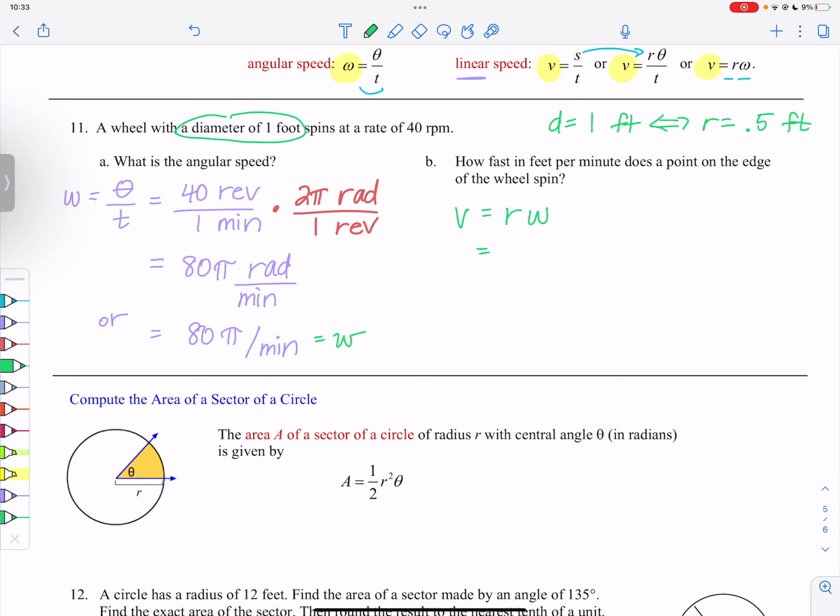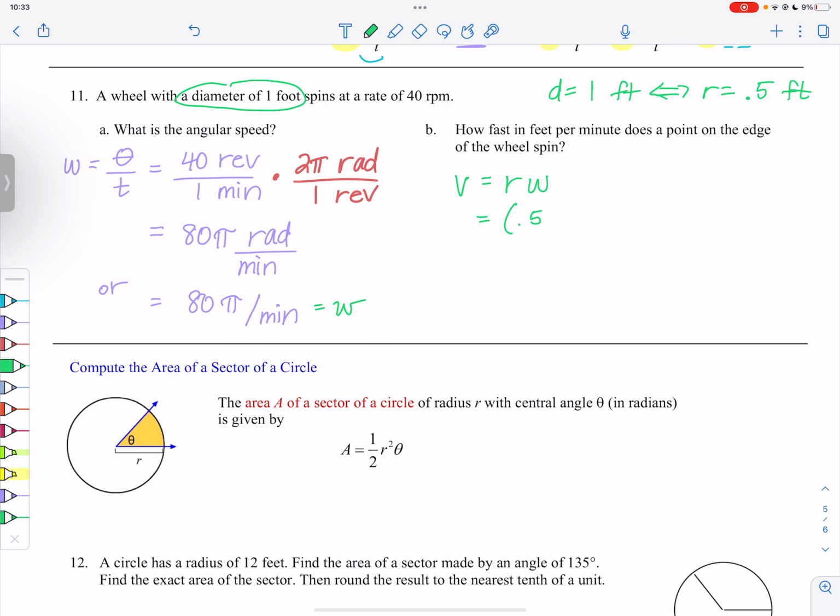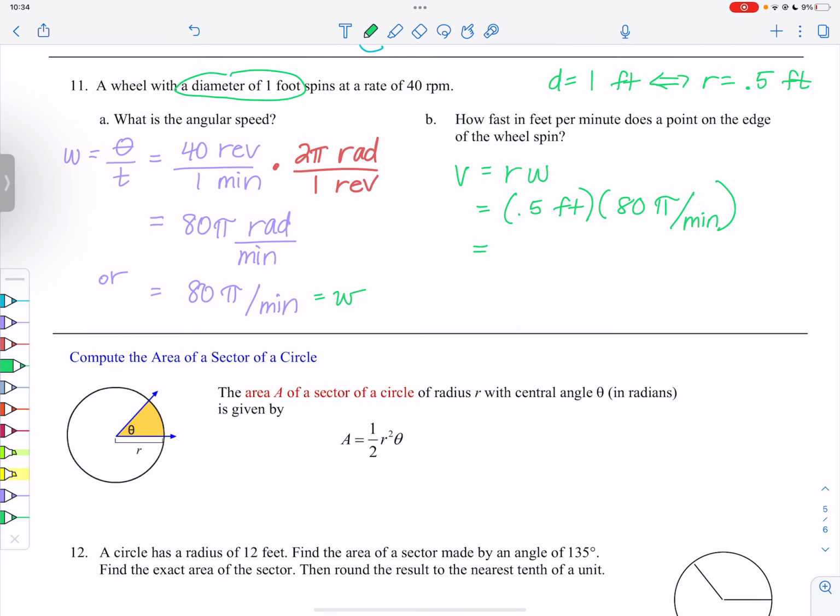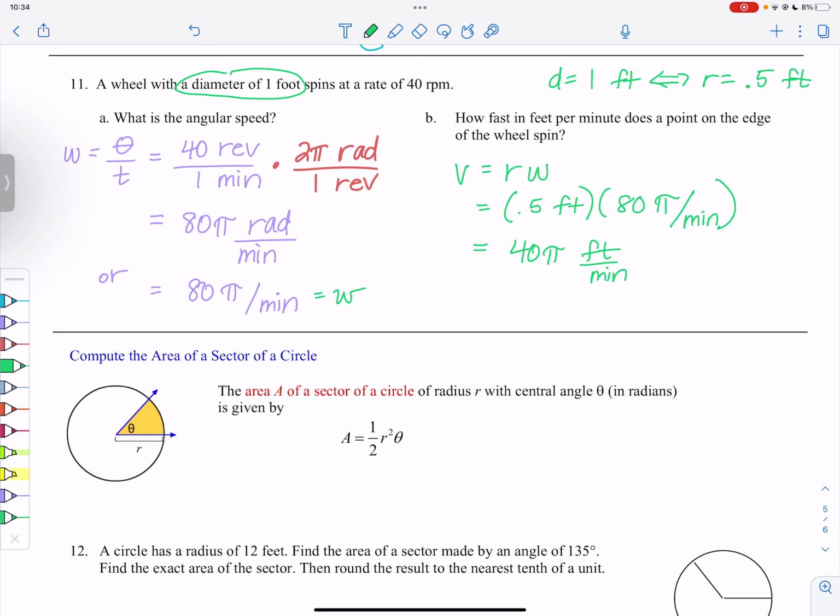So we will have 0.5 feet. We'll use our W, which is 80 pi per minute. And working this out, 80 times 0.5, or 80 times a half, is 40 pi feet per minute. And if you'd like, you can take 40 and multiply it by pi in your calculator, and you will get about 126 feet per minute.